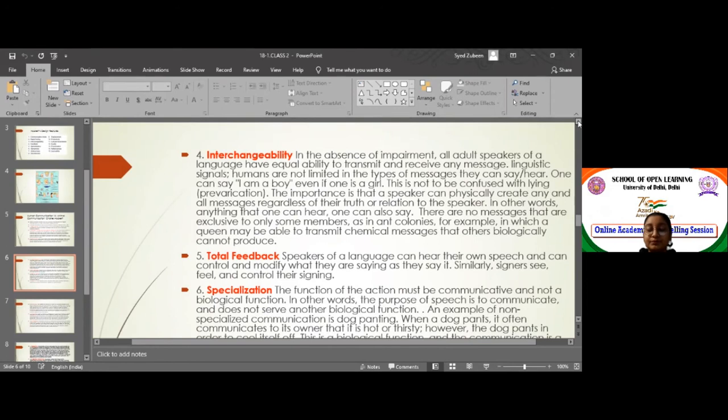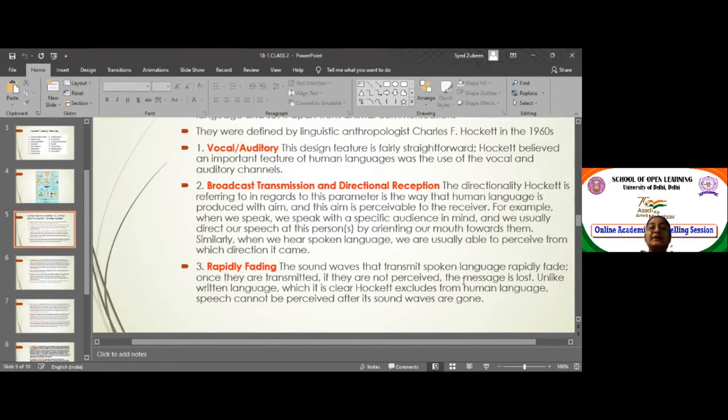Then, rapidly fading. The sound waves that transmit spoken language rapidly fade once they are transmitted. If they are not perceived, the message is lost. Unlike written language, speech cannot be perceived after its sound waves are gone, right?